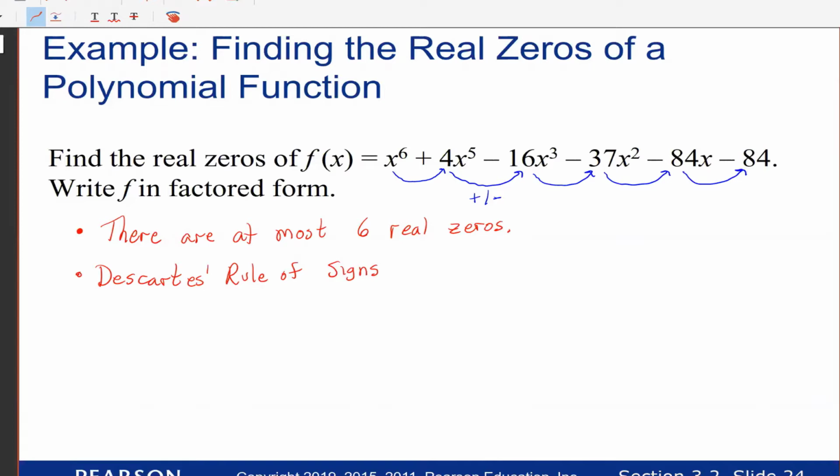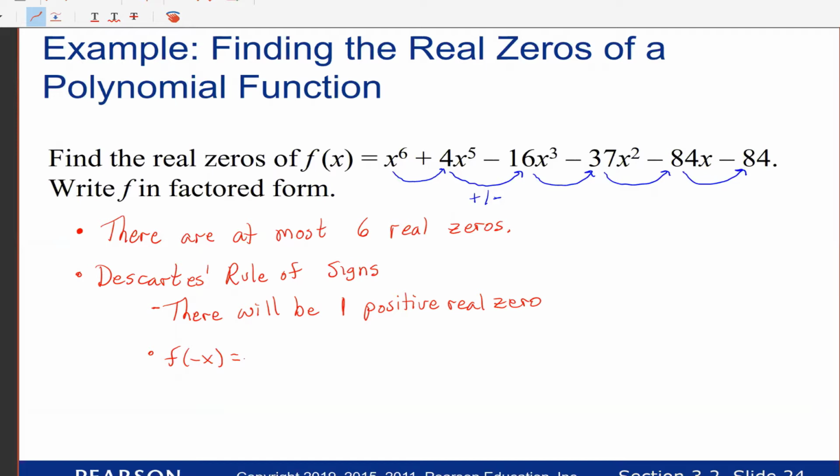So based on that, how many positive real zeros should I have? 1. Yep. There will be one positive real zero. So now what I'm going to do is figure out f of negative x.